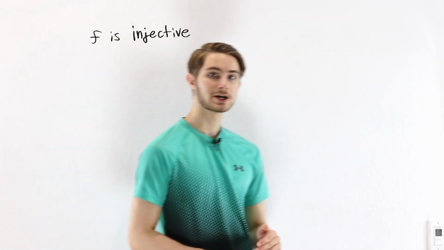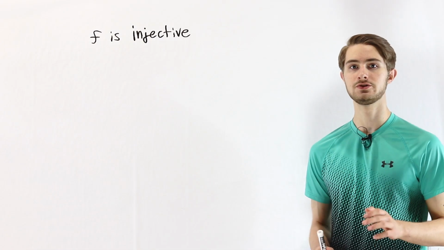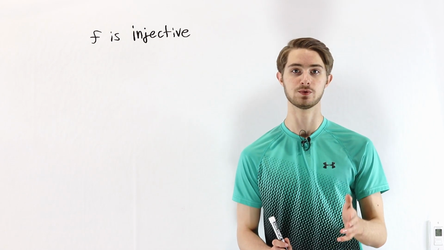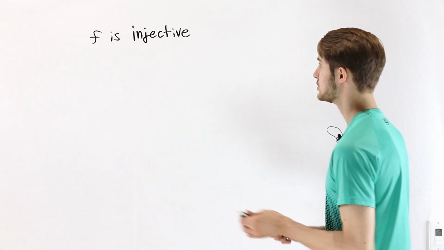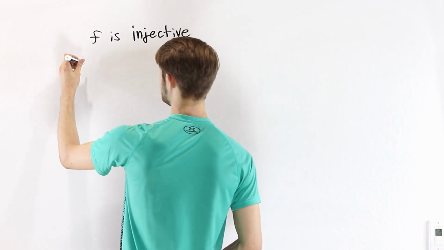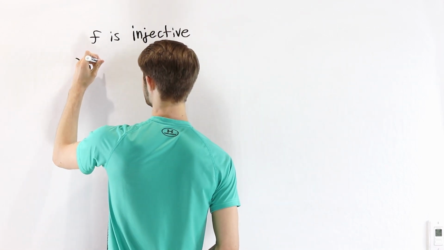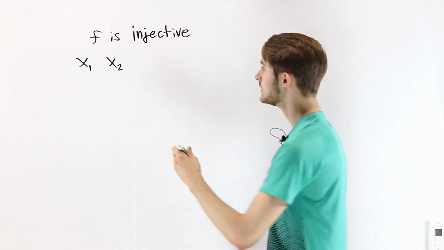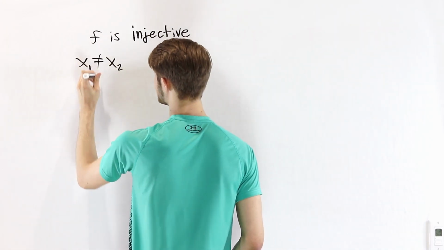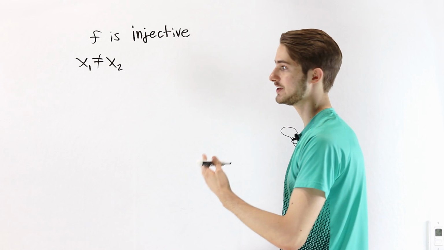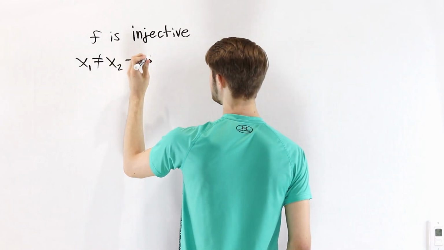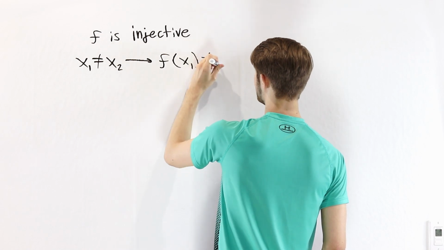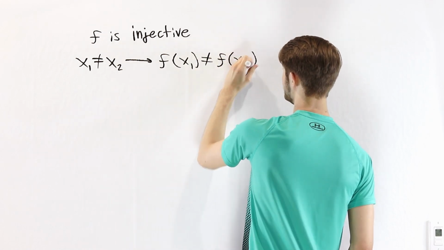So we are going to talk about what it means for a function to be injective. And another word for injective is one-to-one. The basic definition of injective is that if we have two numbers, x1 and x2, which are inputs to the function, if those numbers are different, so if x1 is not equal to x2, then it must be the case that f of x1 is not equal to f of x2.